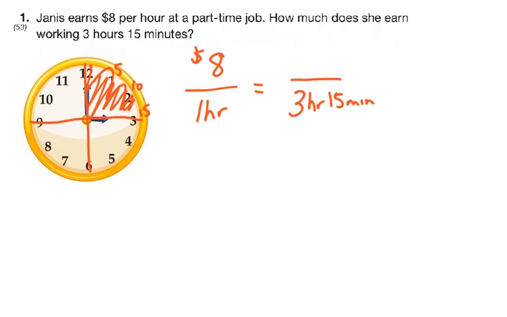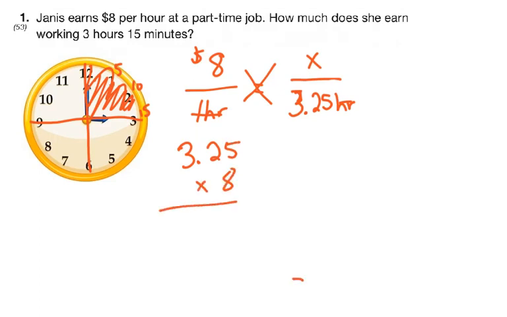So we can write that as 3 hours and 25 hundredths, 3 and 25 hundredths, or 3 1/4 hours, and we don't know how much we're making. And so now if we cross multiply, and we're going to cross out our hours, we're going to do $8 times 3 1/4 hours. And that will tell us how much money she will make in 3 hours and 15 minutes.